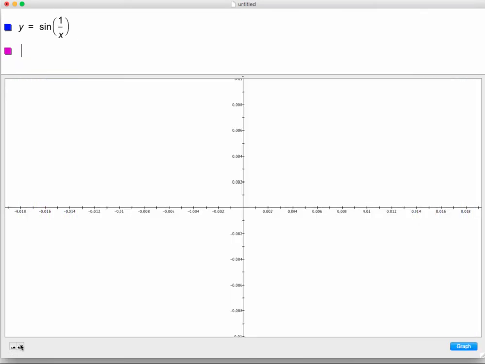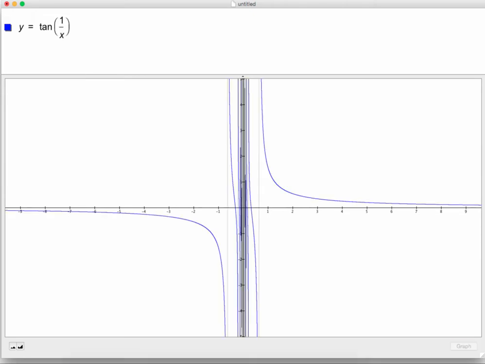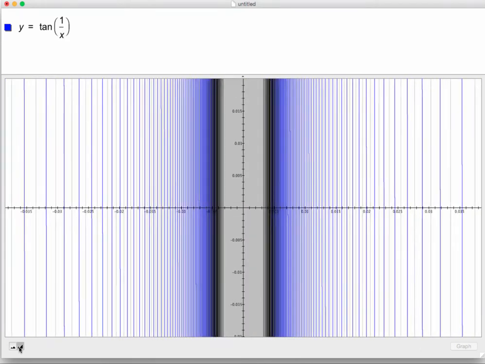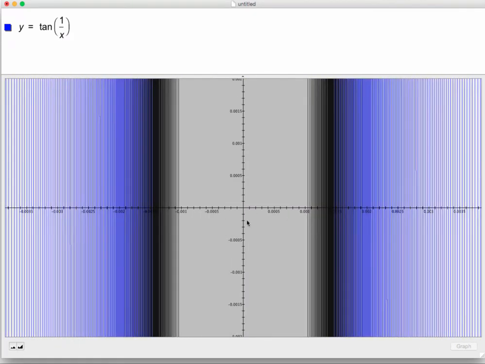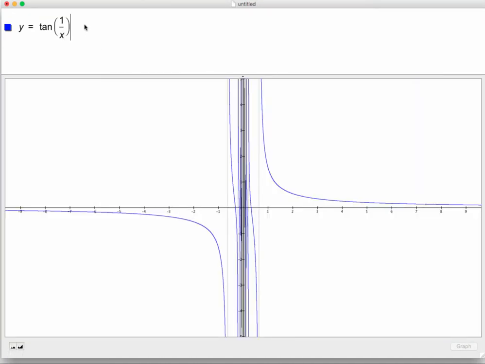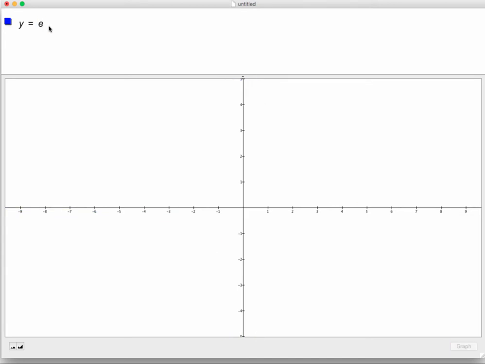So we can do that with a lot of graphs that have an oscillating behavior, like the tangent of 1 over x graph. And so here we're getting lots of other behaviors as well. We're getting lots of oscillations, and we have some weird behavior going on. And so anytime we have a 0 in the denominator of a function, we have some problems.